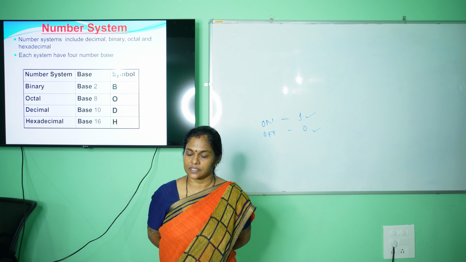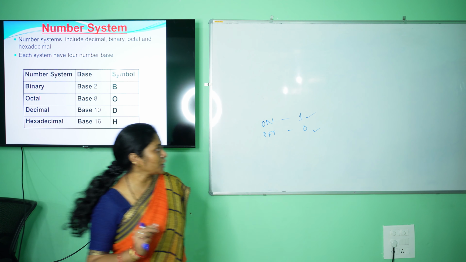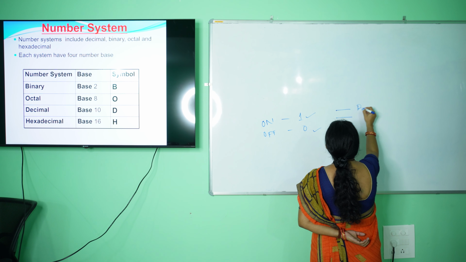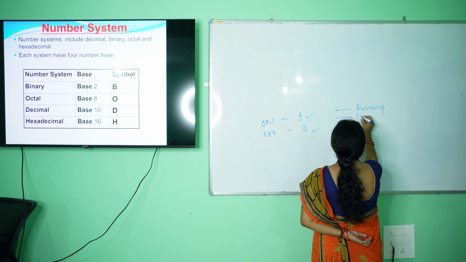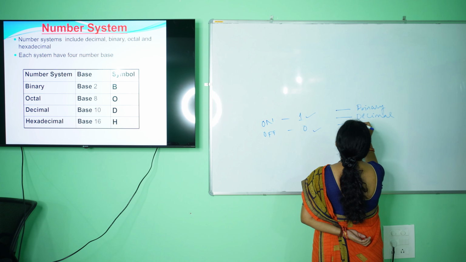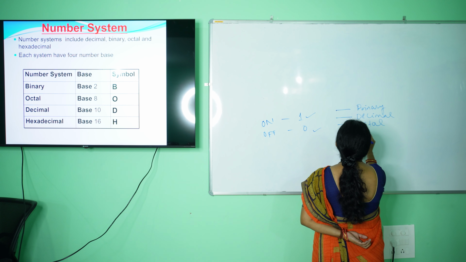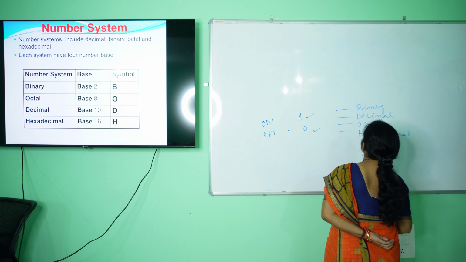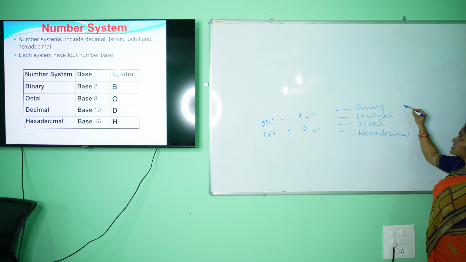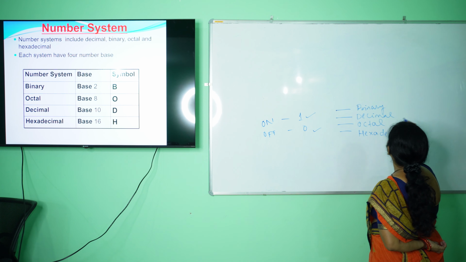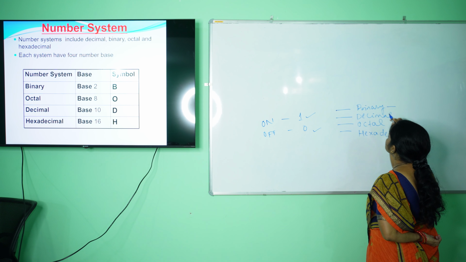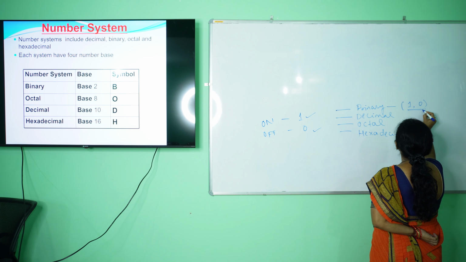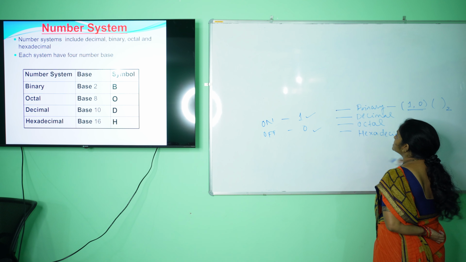Then comes the number system. These number systems include 4 main number systems. One is called the binary number system. Next comes the decimal number system. Next comes the octal number system, and the last one is called the hexadecimal number system. And each number system is represented by its base. What is base? In the binary number system, only two numbers are there, either 1 or 0. And since two numbers are included, that's why the base is represented as 2.